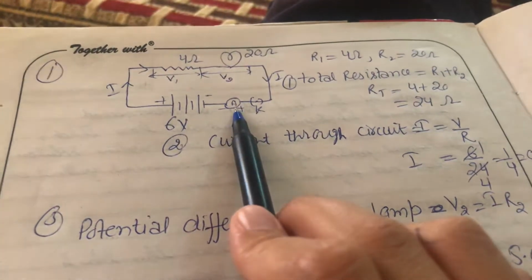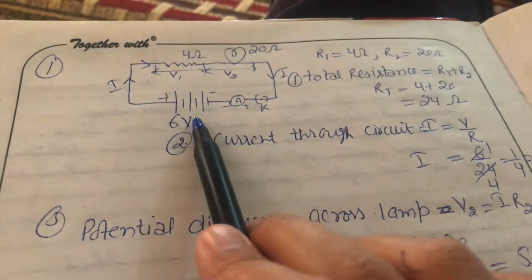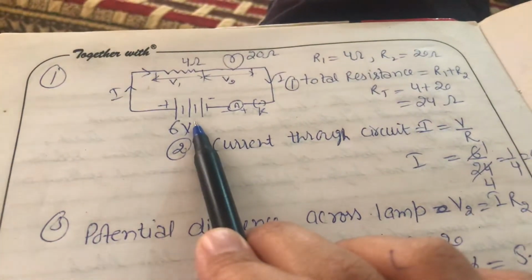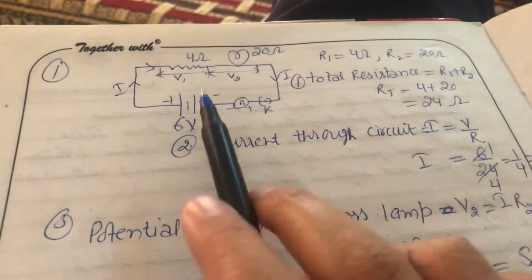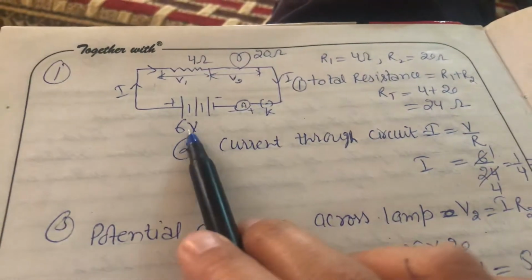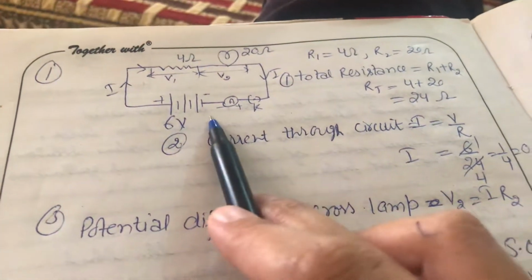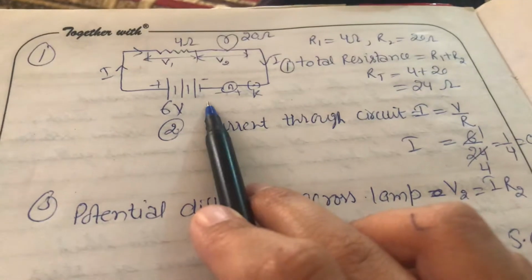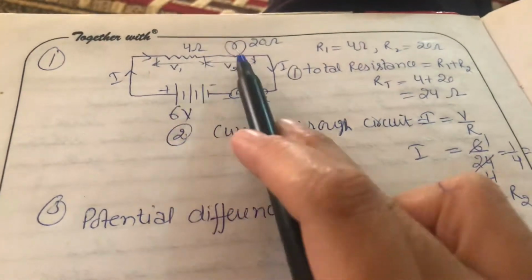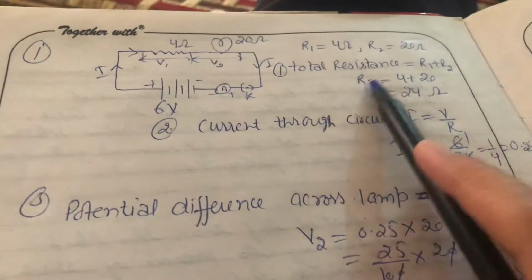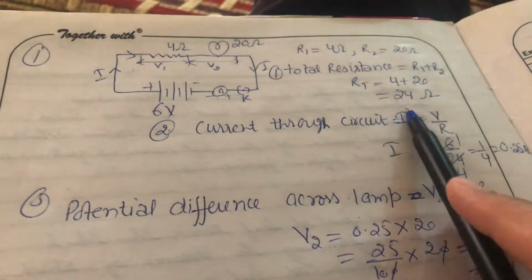This is an ammeter which is measuring the current, and this is your battery, okay, which is giving 6 volt of potential energy to the given circuit. First of all, in this question you have to find the total resistance. The 2 resistors are in series, so total resistance will be 4 plus 20, that is 24 ohm.